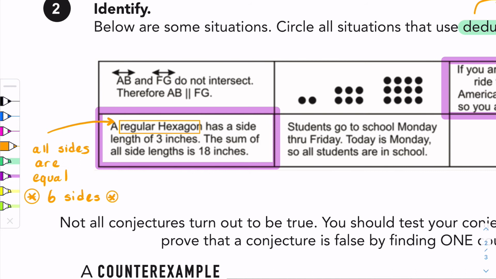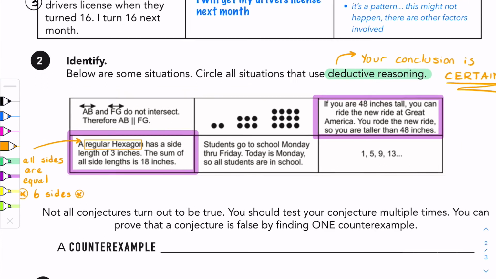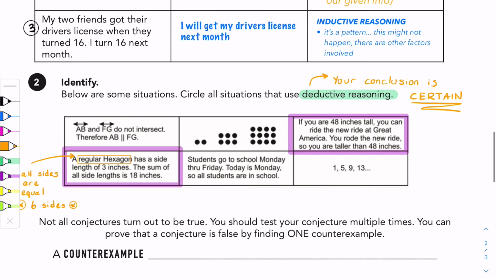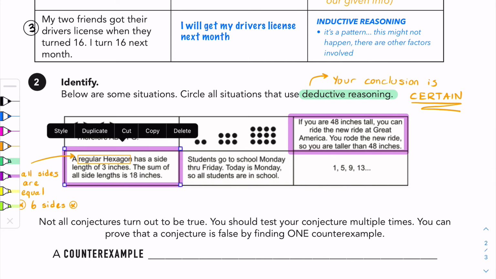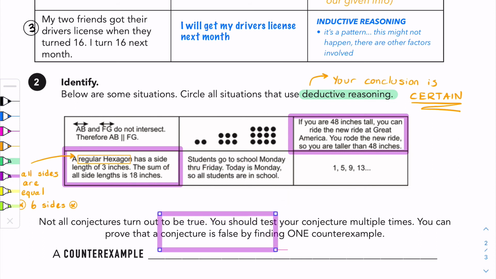So based on the extra info that I just gave you, if every side of that regular hexagon is 3 inches and you have 6 sides, then 6 times 3 is 18, and that is true. That is based on facts. That can never be different. If you are adding up all of the sides, 3 plus 3 plus 3 plus 3 plus 3 plus 3, 6 times 3 is going to equal 18. So that one is, in fact, deductive reasoning.